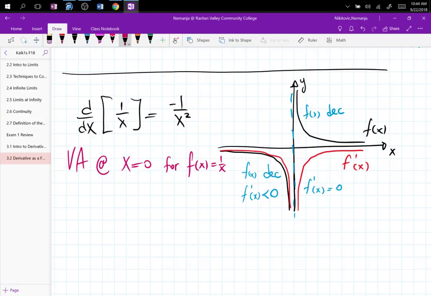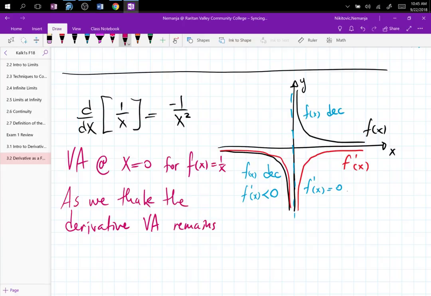So now we learned that the vertical asymptote location is preserved. So as we take the derivative, the vertical asymptote remains at the same place.